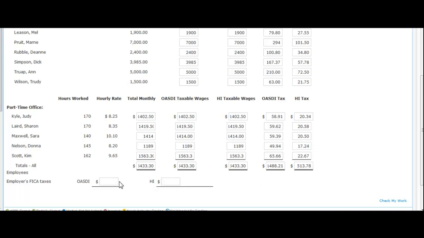Then we have to calculate the employer's FICA tax. Keep in mind that for the employer's FICA taxes, the high tax is going to be exactly the same, because they pay the same portion. So that's going to be $513.78. But the OASDI is different because they pay 6.2% where the employees only pay 4.2%. So we're going to take our total taxable wages for our OASDI, $35,433.30, times the 6.2%, and we get $2,196.86.